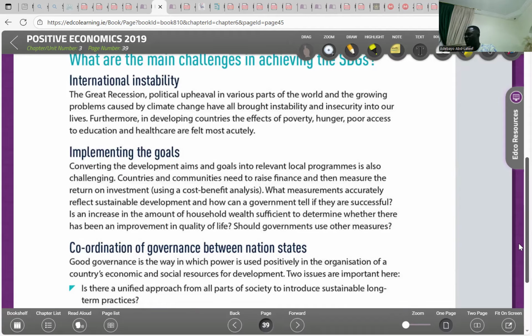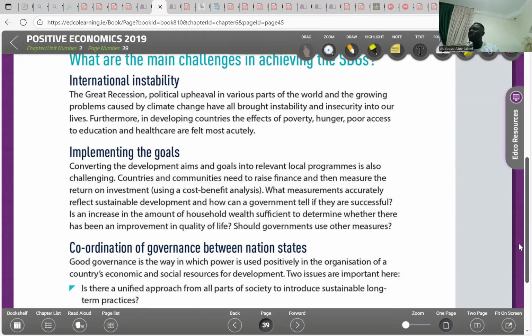We want to make the society a better place. We want to increase our output without jeopardizing the future generation. But we can do these things if the country is stable, if people have access to education, and if there's no poverty. But with poverty, lack of education, political instability, it becomes difficult to achieve sustainable development goals. Do you understand the first one here?